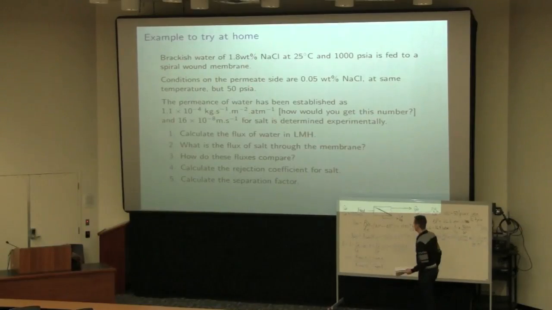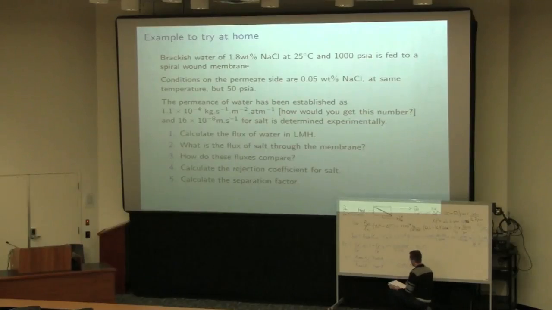Okay, so if we just simply say, well, let's take 100 grams of permeate. In that permeate, on a mass basis, we're going to get 0.05 grams of salt, and we're going to get 99.95 grams of water. So in that mass concentration, that would be the ratio over there.